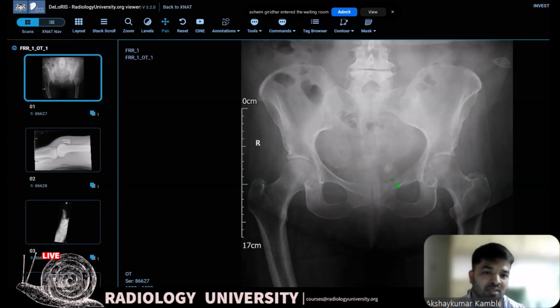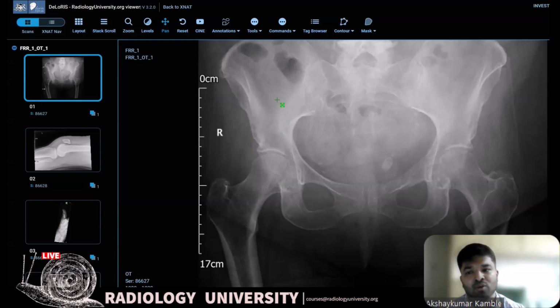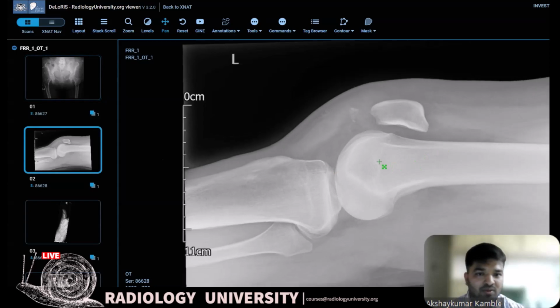But the most important thing is you mention which side it is on, and you also need to mention what kind of lesion it is, whether it's lytic or sclerotic. Those are the important things, like anatomical things. And yeah, so we'll move on to another one.